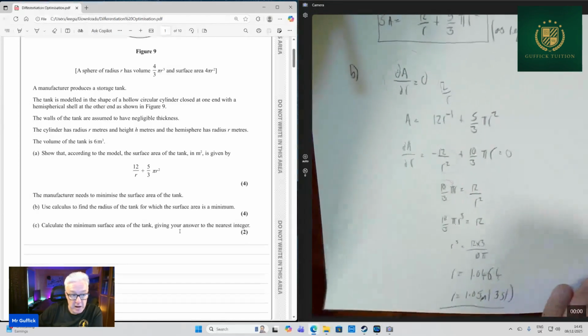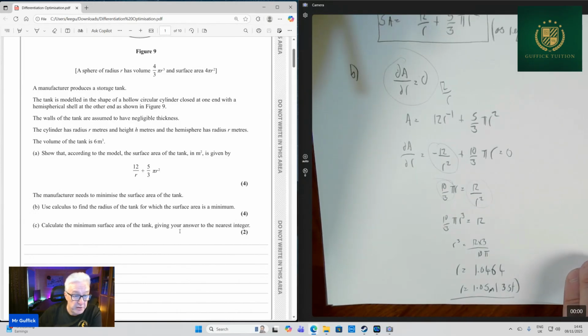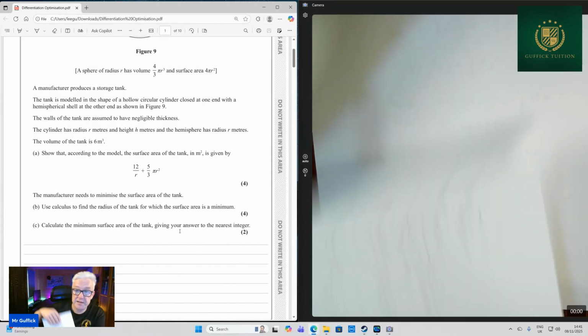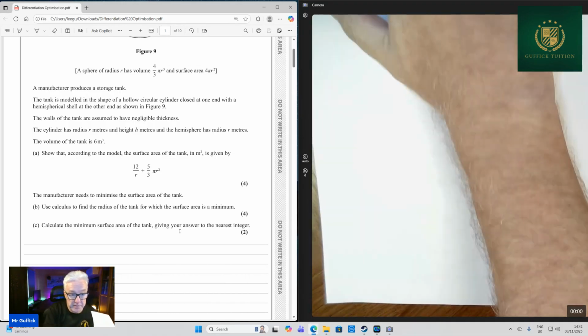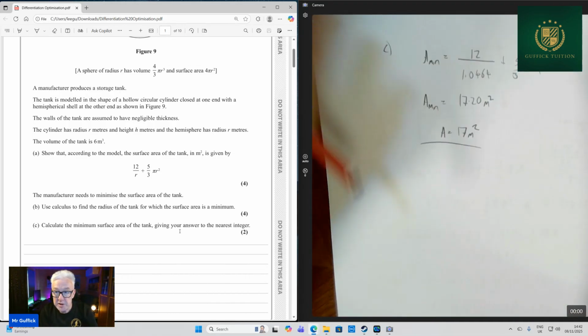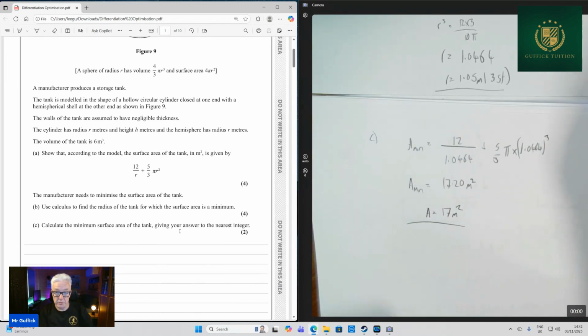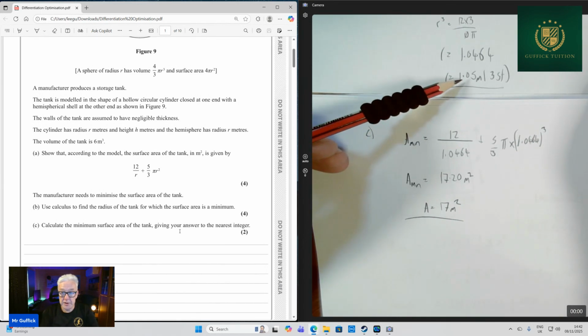So we found part A. We know part B. We've used calculus to find the radius of the tank that has a minimum surface area. Now, if anyone has any questions, just ask me as we're going through. The next bit says calculate the minimum surface area of the tank, giving your answer to the nearest integer. So this is quite a nice, easy version of this one because we found the value of r where this happens. r is 1.05.